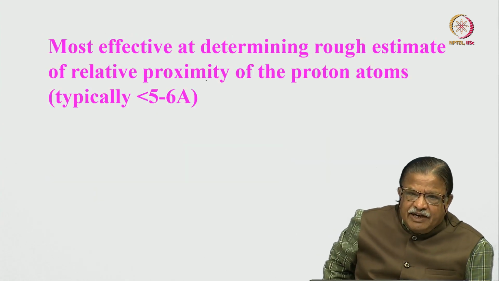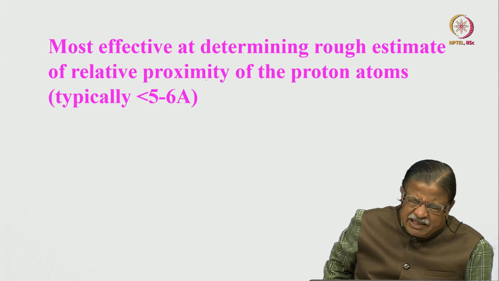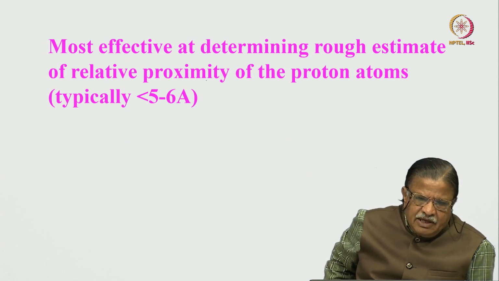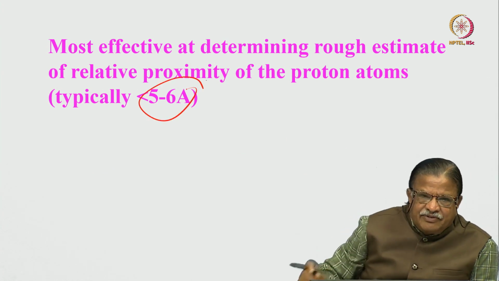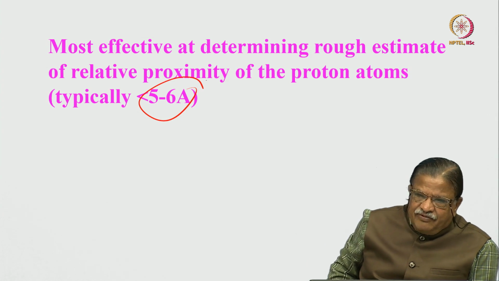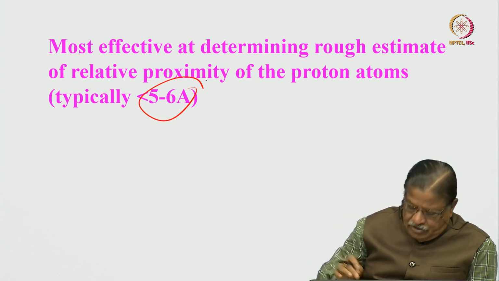It is most effective at determining a rough estimate of the relative proximity of protons. Up to 5 to 6 angstrom, you can almost get a rough estimate of the distance. That you can do very effectively. Of course, if you want to do it precisely, you have to take the build-up curve.